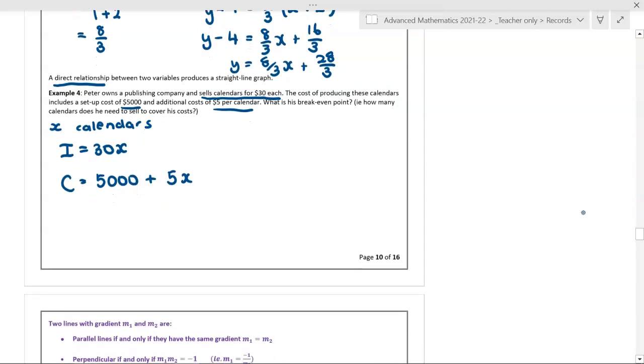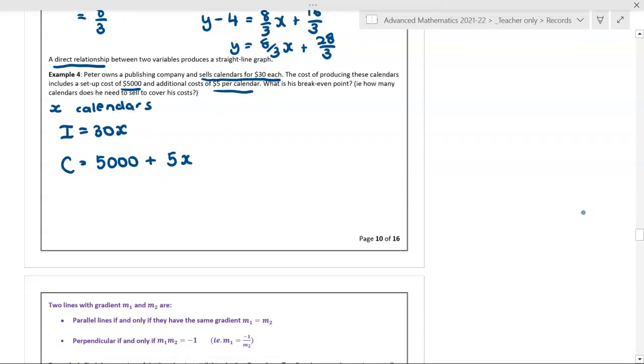What is his break-even point? So my first option is I could graph those and try and find the point of intersection. And some questions will get you to do that, but they will make sure they explain that clearly. You'll have graph paper, it'll ask you to graph, etc. We can solve it with simultaneous equations. So break-even means your cost equals your income. So 30x has to equal the 5,000 plus 5x. So 25x has to equal 5,000.